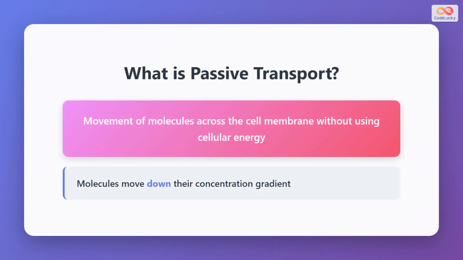Passive transport is the movement of molecules across the cell membrane without using any cellular energy. This means the cell does not have to spend energy in the form of ATP to move these molecules. Instead, molecules move down their concentration gradient from an area where they are highly concentrated to an area where they are less concentrated. Think of it like water flowing downhill. It happens naturally without any effort.